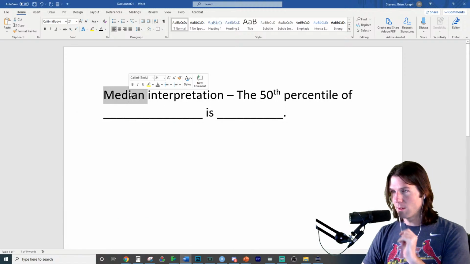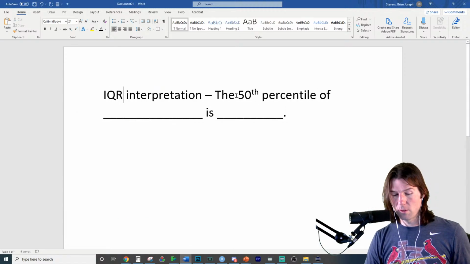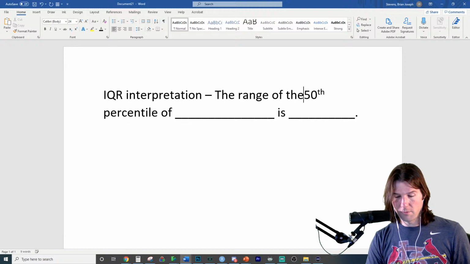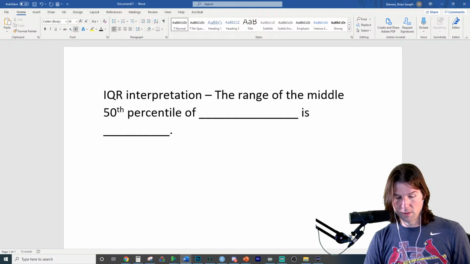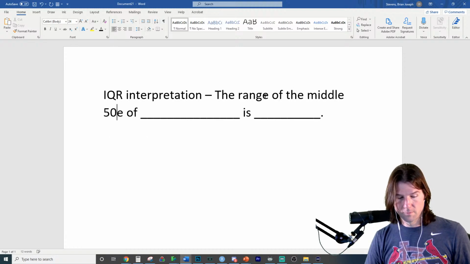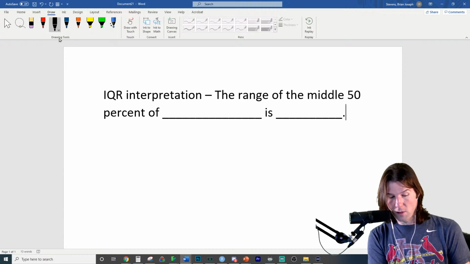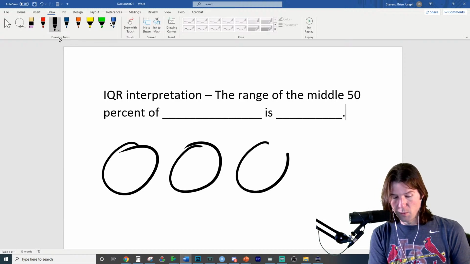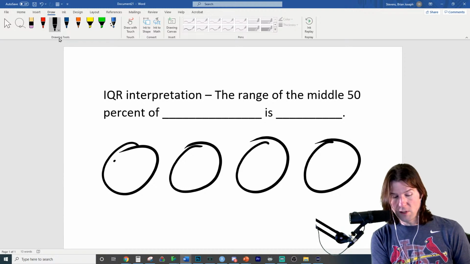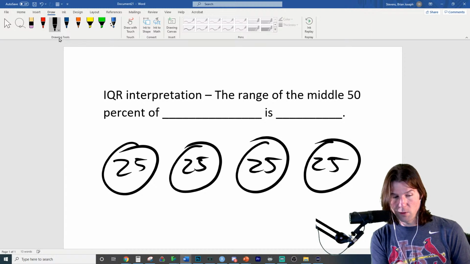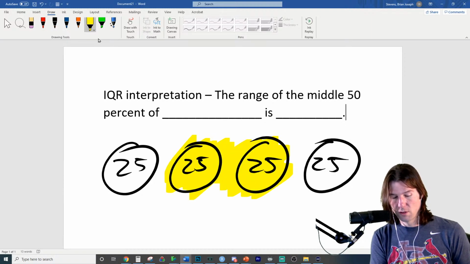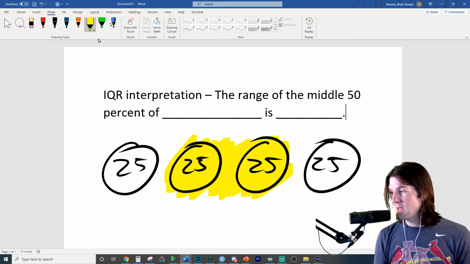So now let's do the IQR. Now the IQR, so the range of the middle 50% of blank is blank. Yeah, that's good. I want to talk briefly about what the IQR is, just so everyone knows. I want you to break down what IQR stands for. How much of the data is in the interquartiles here? Does everyone see where my interquartiles are at? These are the interquartiles. There is 50% of data.